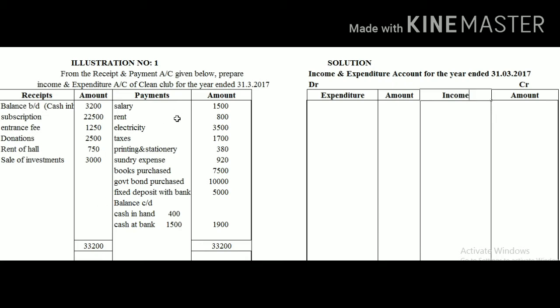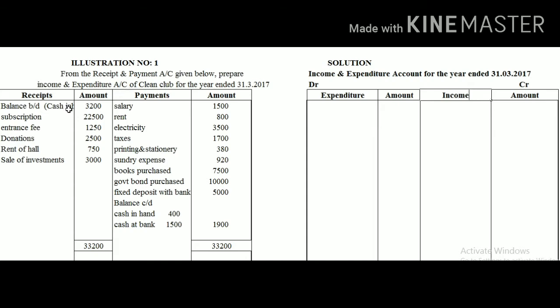On the opposite side, that is the payment side, the salary, rent, electricity, taxes, printing and stationery, sundry expenses, government bond purchased, fixed deposit with the bank, and closing balance of cash in hand and cash at bank are given. And the receipts and payment account tallies, with a total of 33,200. So the procedure is that first you have to write the top line of the income and expenditure account for the year ended 31st March 2017, and the debit side shows expenditure and the credit side shows incomes.